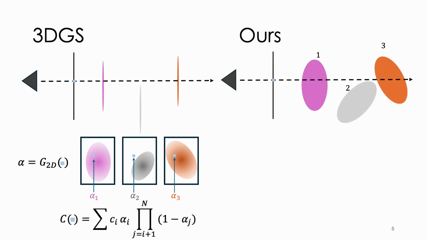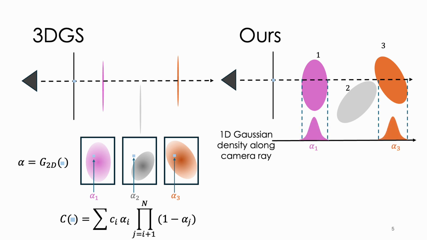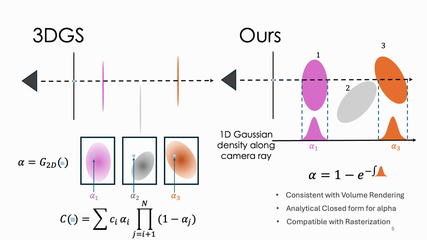In our method, we compute alpha by analytically integrating 1D projections of the Gaussian density along the camera ray. Unlike 3D GS, our alpha computation is consistent with volume rendering and has a closed form solution. This maintains compatibility with the 3D GS rasterization backend, achieving similar speed while offering greater physical consistency.